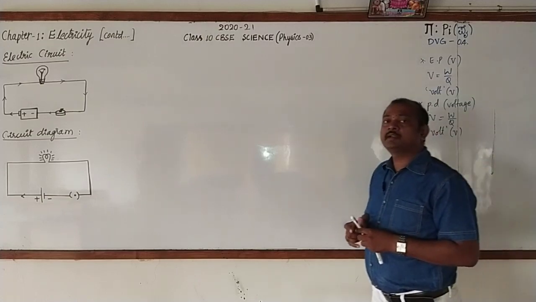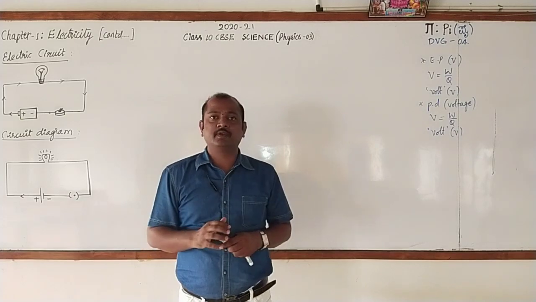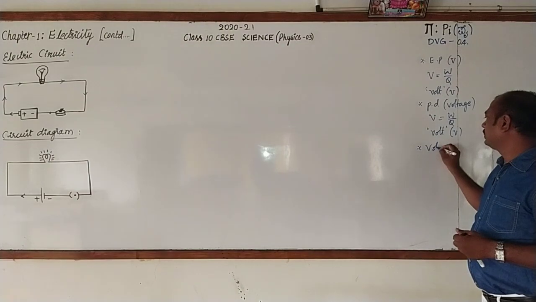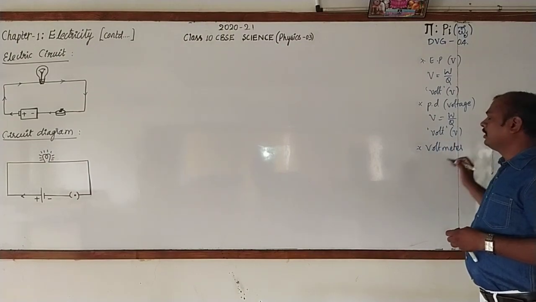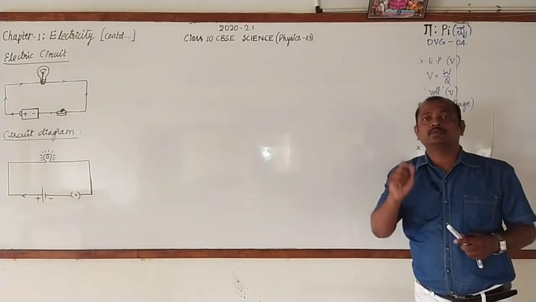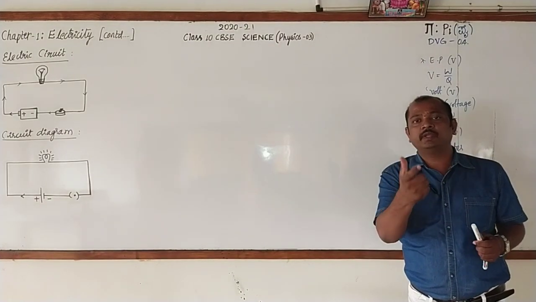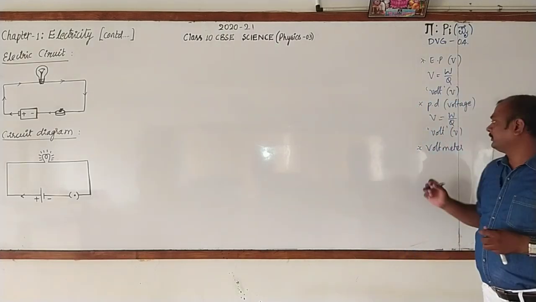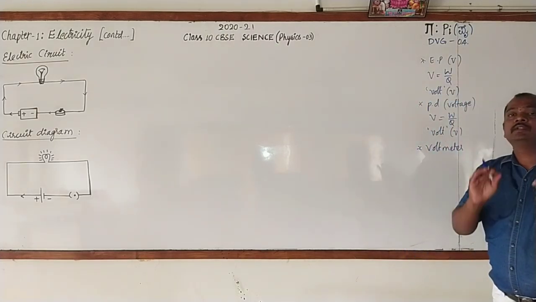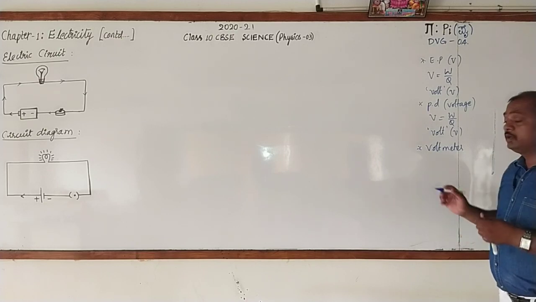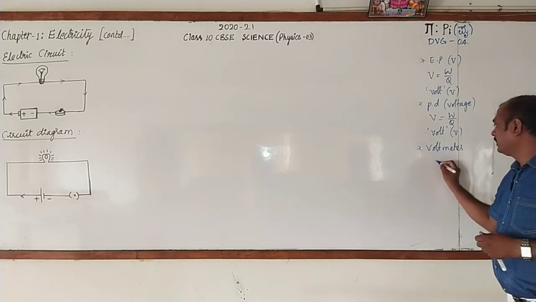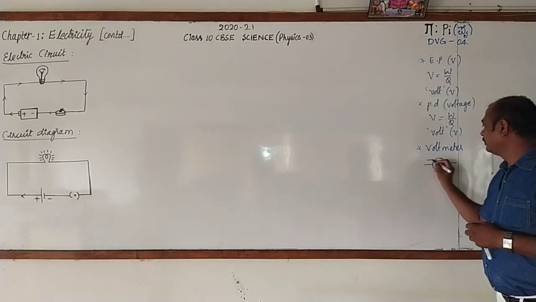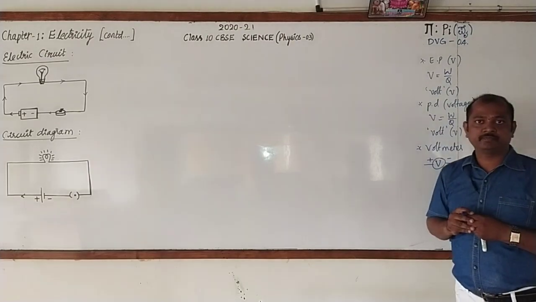To measure electric potential or potential difference, we use a device. What is it? It is the voltmeter. A voltmeter is a device used to measure the potential difference between the ends of a conductor. This voltmeter is always connected in parallel in the circuit, and the reason I will tell you later. The circuit symbol of a voltmeter is an encircled V with the terminals plus and minus.